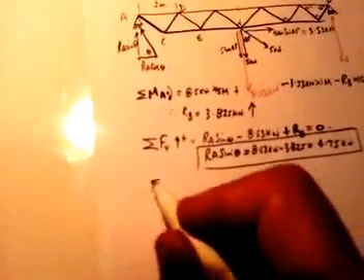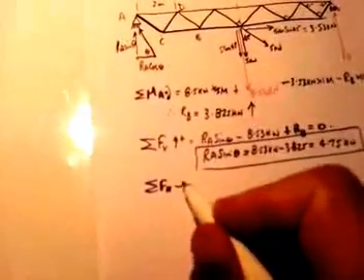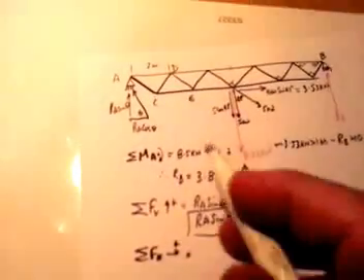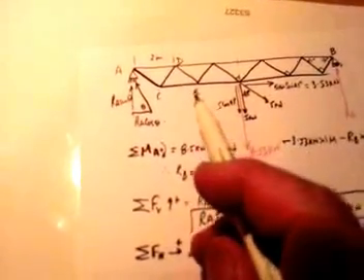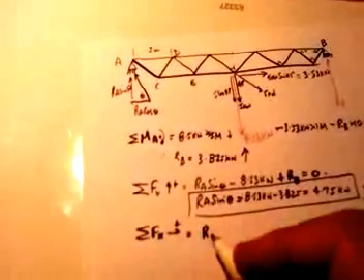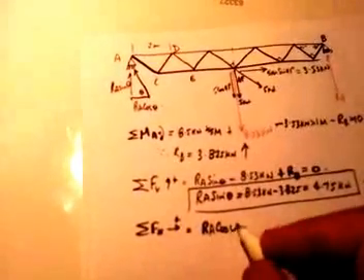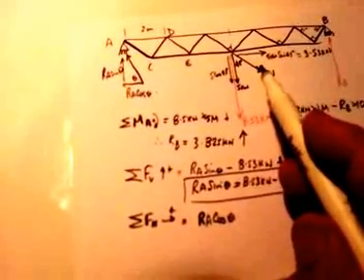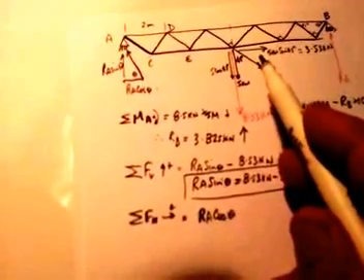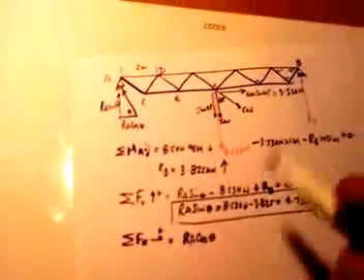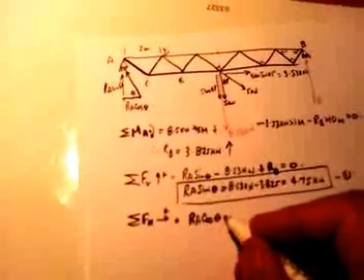Now let's take the sum of the horizontal forces, this way positive. There's not many horizontal forces going on here, we just have this component here. It's positive because it's to the right, so it's RA cos theta, and we've got this component over here, which is 3.53.